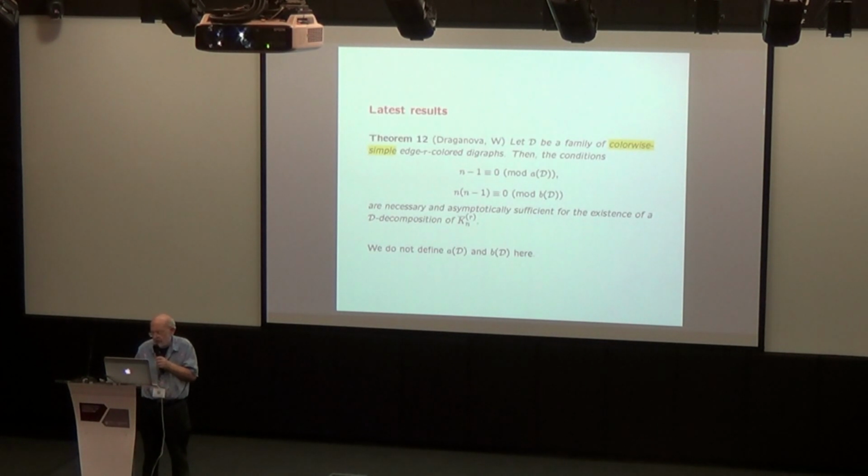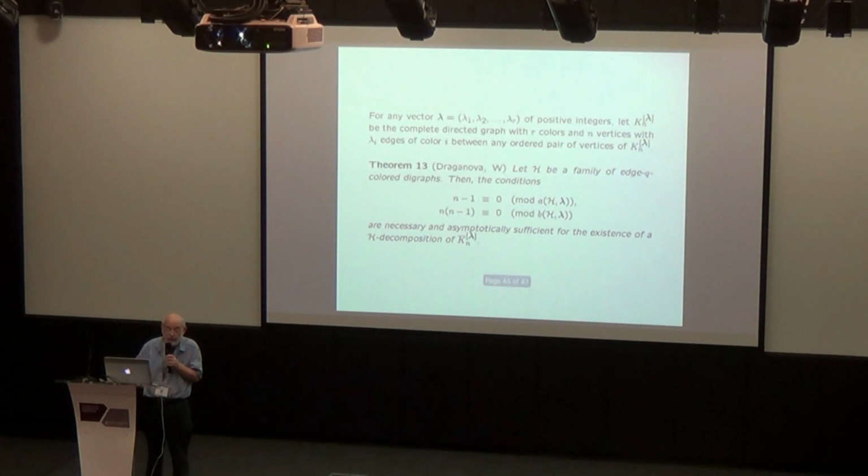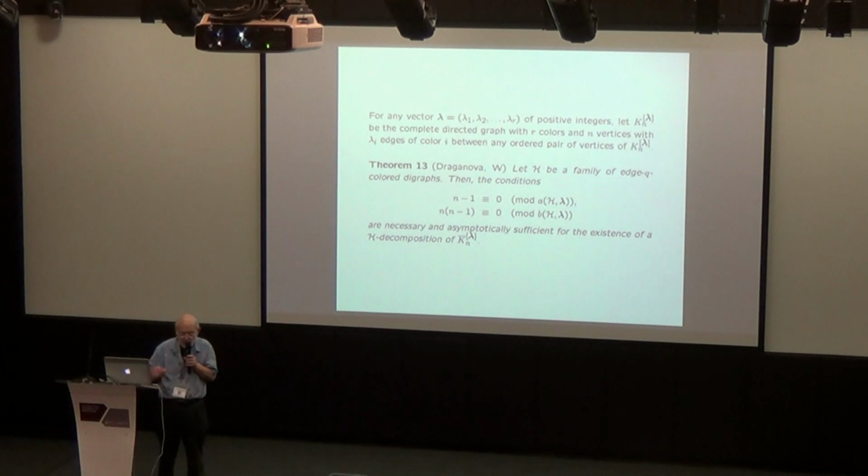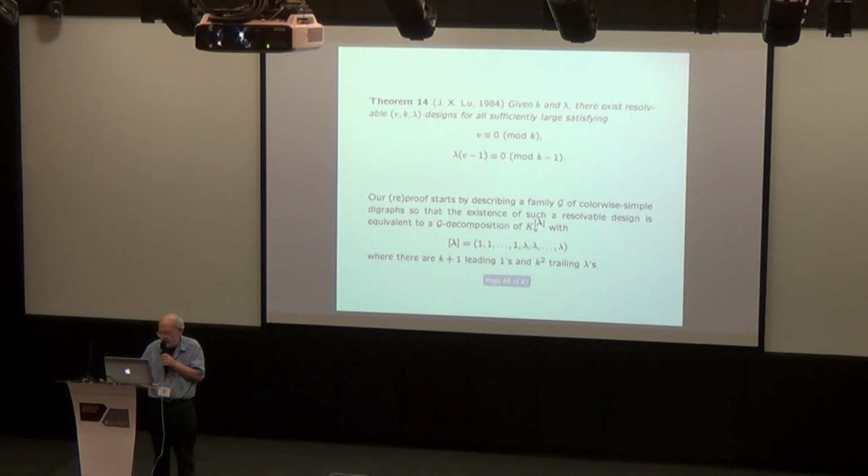Next, I haven't talked about colorwise simple edge-colored directed graphs. That I leave; I don't define it. And finally, we get rid of the colorwise simple condition and consider complete graphs where any pair of vertices is joined by 7 edges, 9 blue edges, 10 green edges, some fixed number, and graphs which you want to decompose those into. We can explain what the necessary and asymptotically sufficient conditions are.